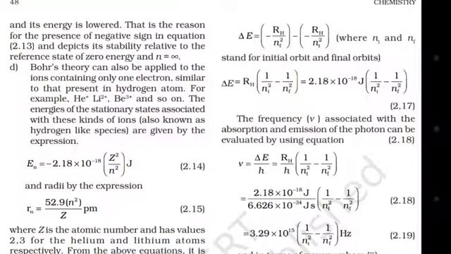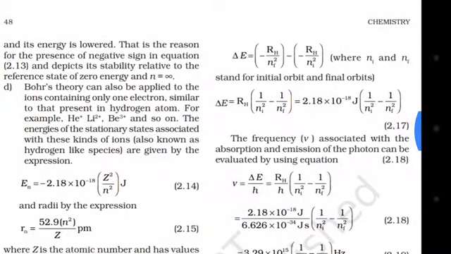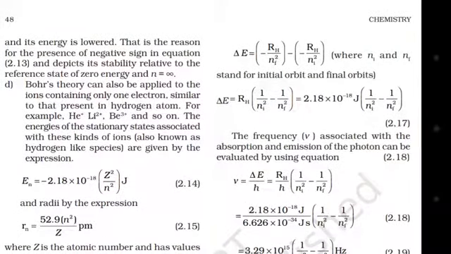And it depicts stability relative to the reference state of zero energy and n = infinity. Bohr's theory can also be applied to ions containing only one electron, similar to that present in a hydrogen atom.